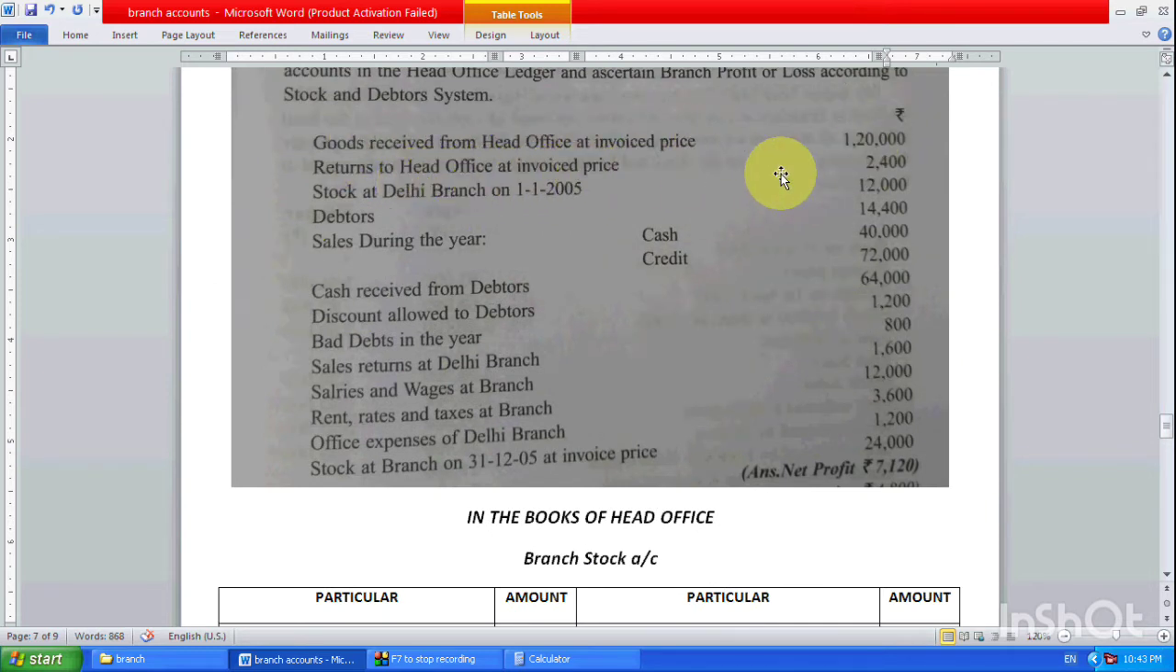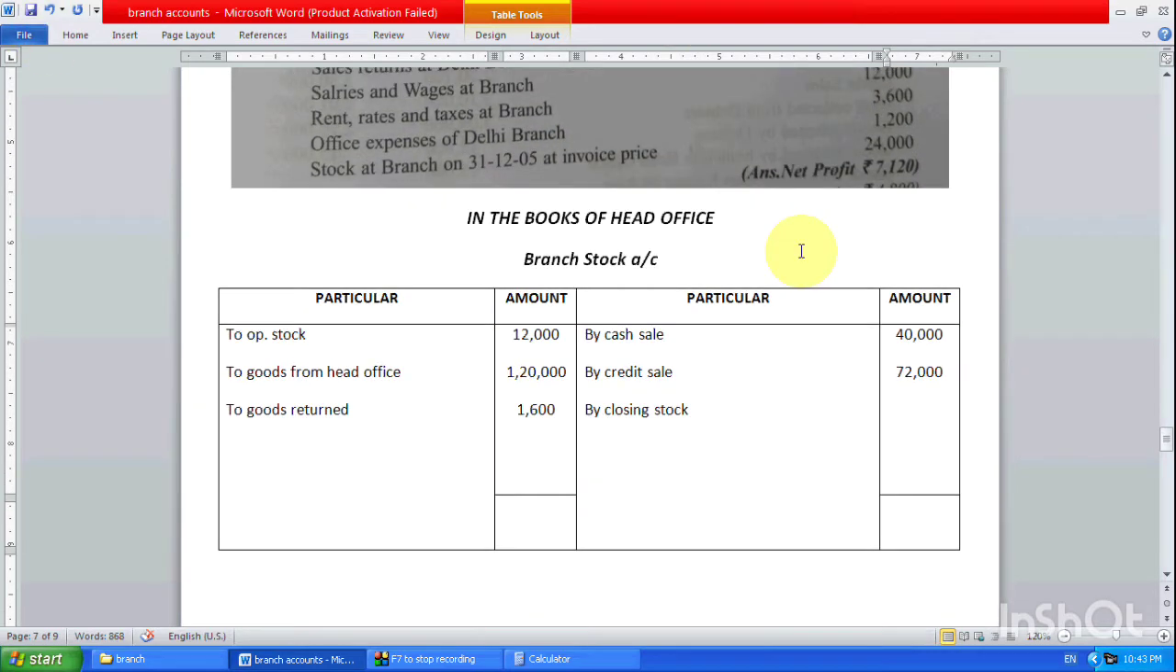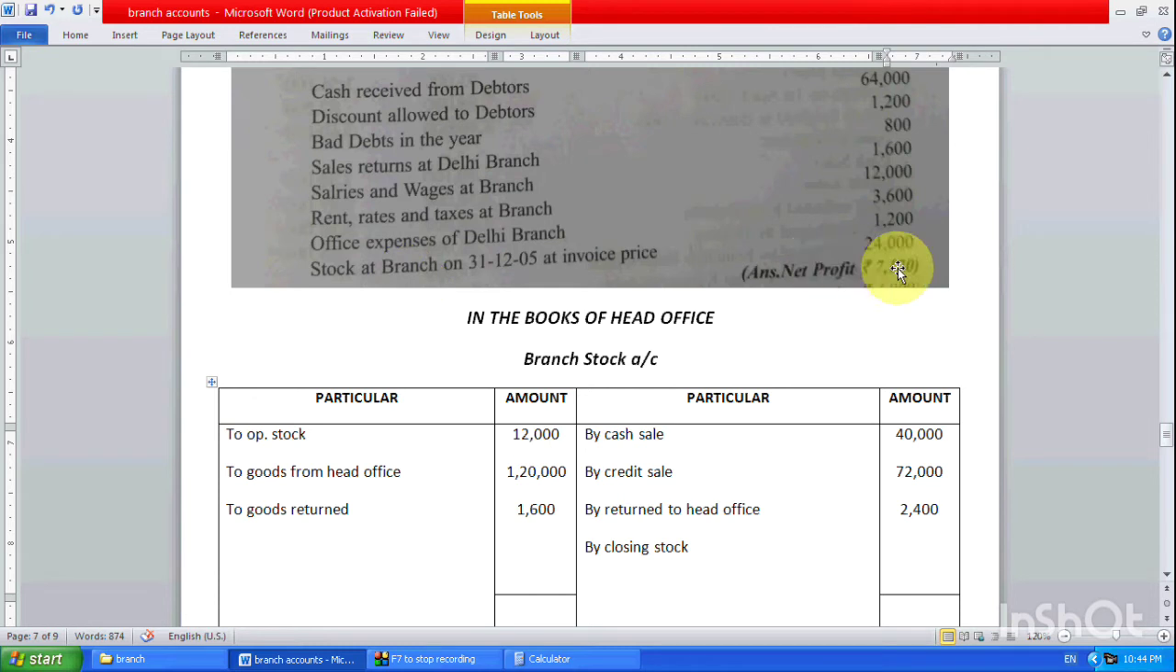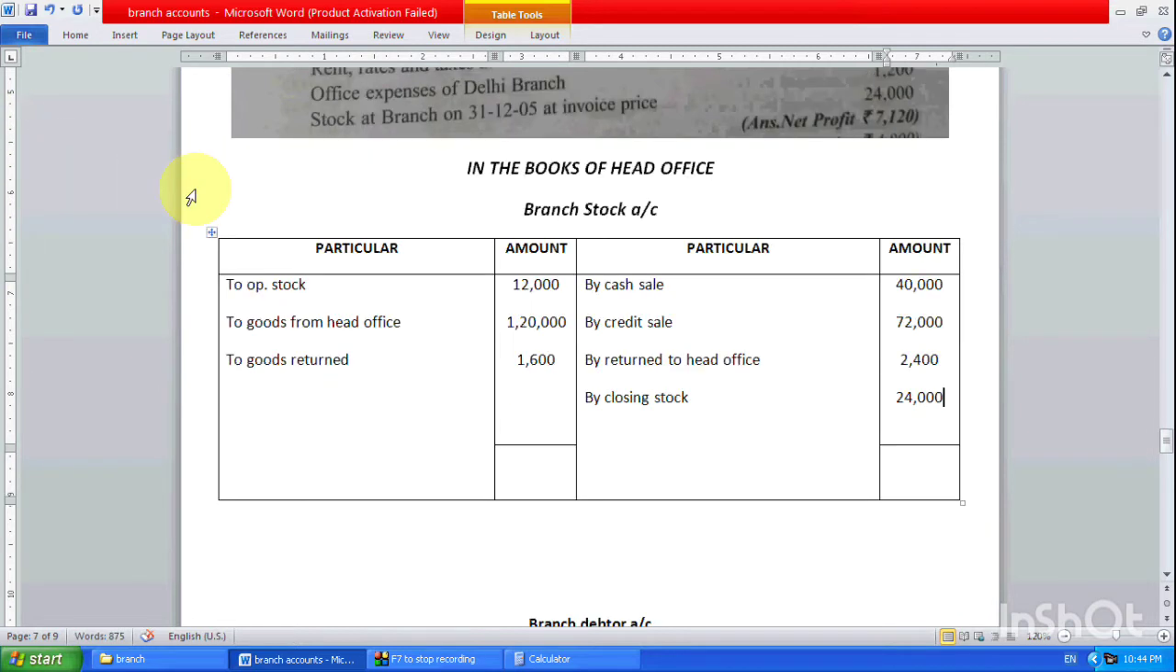Okay, see another entry is return to head office at invoice price. Return to head office is also there, so we have to add one more entry. Return to head office, so it is goods return to head office. Okay, that is how much? 2400 is given, goods return to head office, 2400. Now closing stock is 24,000. It is already mentioned here. See, stock at branch 31st December 2005 at invoice price is 24,000. So now calculate, the stock account should be tallied here.